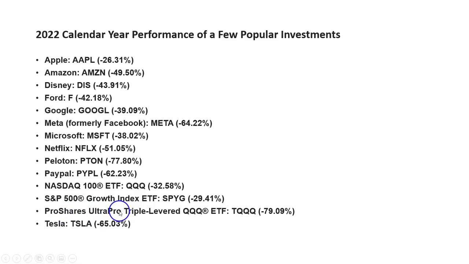The ProShares UltraPro QQQ, the TQQQ, the triple-levered QQQ, put it that way, is down 79.09%. Now, guys, the reason I put this in there is I literally have had conversations with people who were bragging, "I just buy it and hold it." Well, that's ridiculous, man. You cannot buy and hold the TQQQ in a market like this.